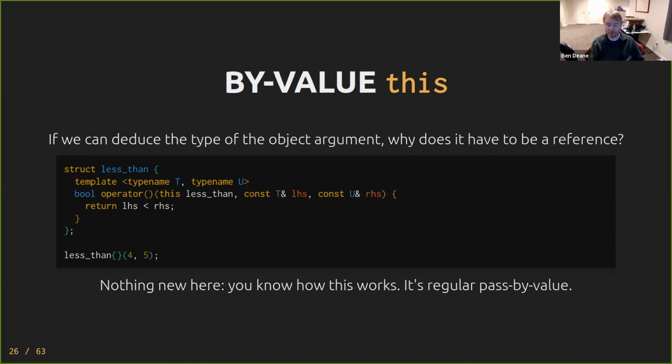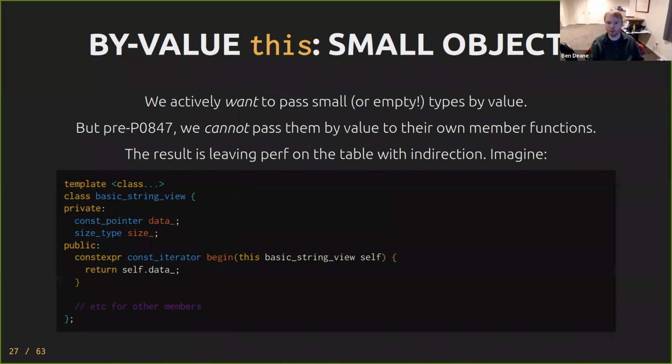So yeah, here we are passing the object by value. And somebody asked earlier, was it applicable to operators? Here is an example of that, the operator paren. Here we're passing the object by value, we're taking it by value, and everything we know about by value functions applies here. It's just regular pass by value. So we actively want to pass small or empty types by value. Types that will fit in the register, you want to pass them by value because if they're empty, the optimizer is just going to say bye-bye, don't need that. But before, we can do this with free functions, but we cannot do it with member functions, right? Before P0847. And just like I was saying, the result is we're just leaving perf on the table.